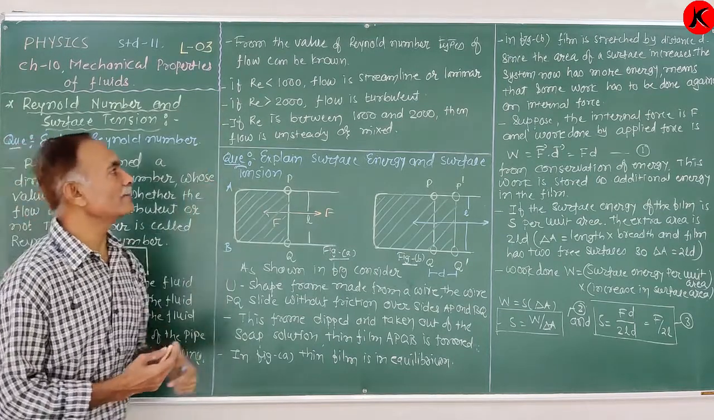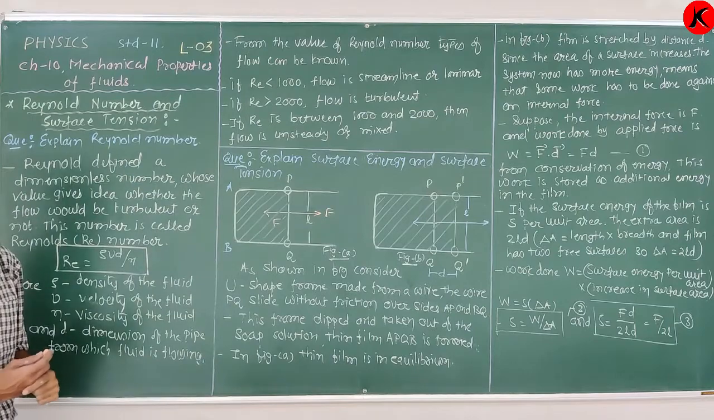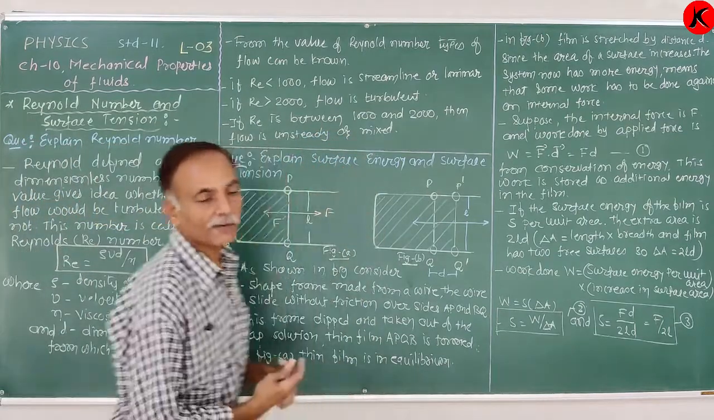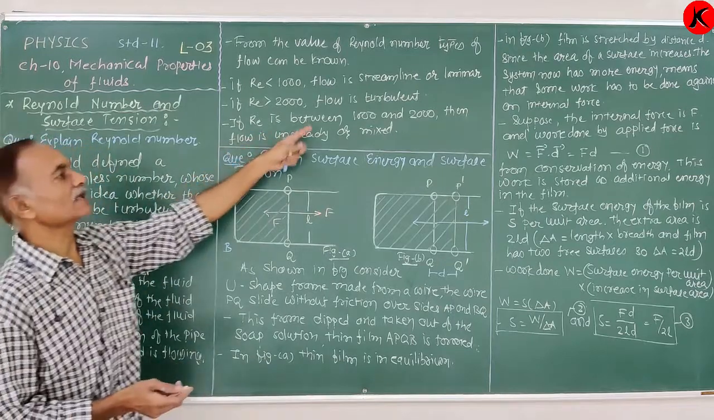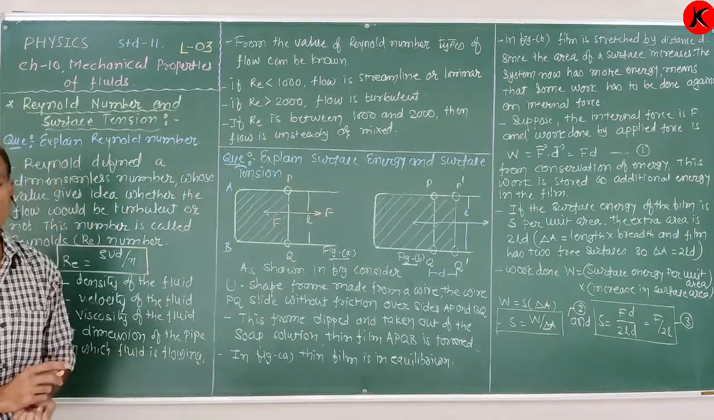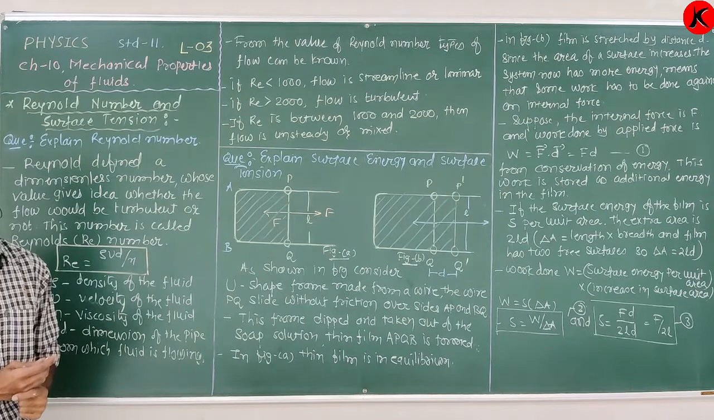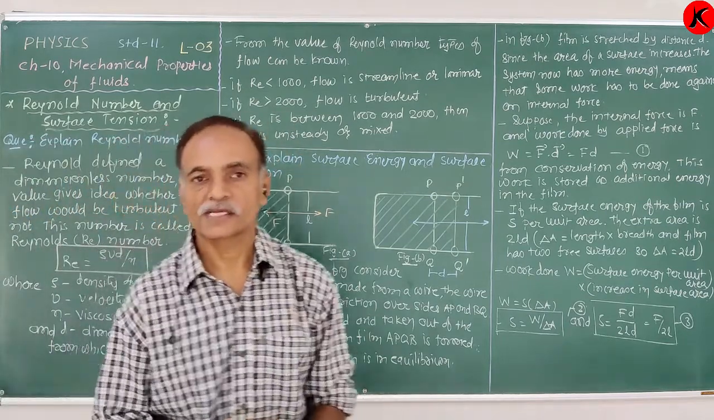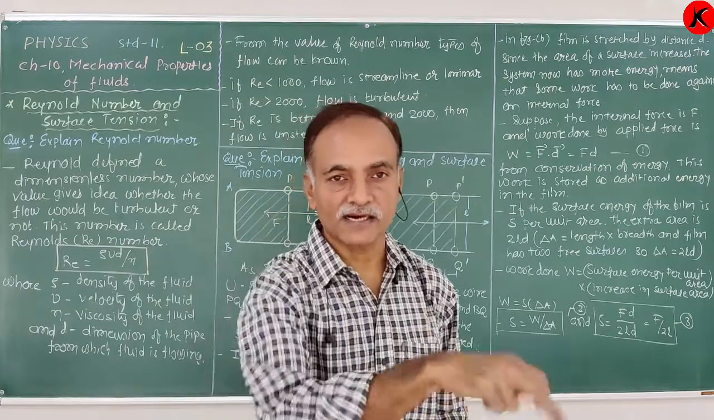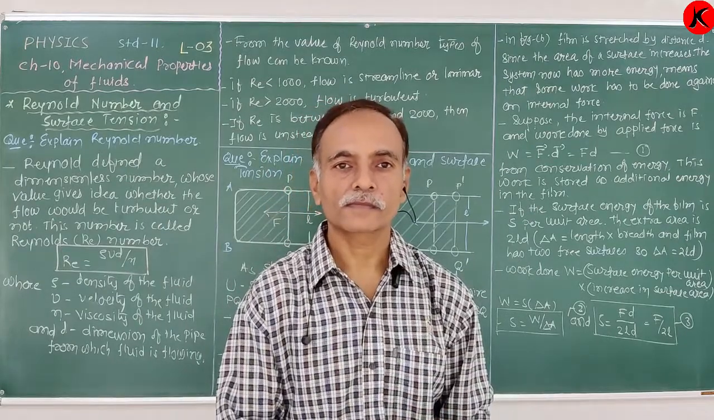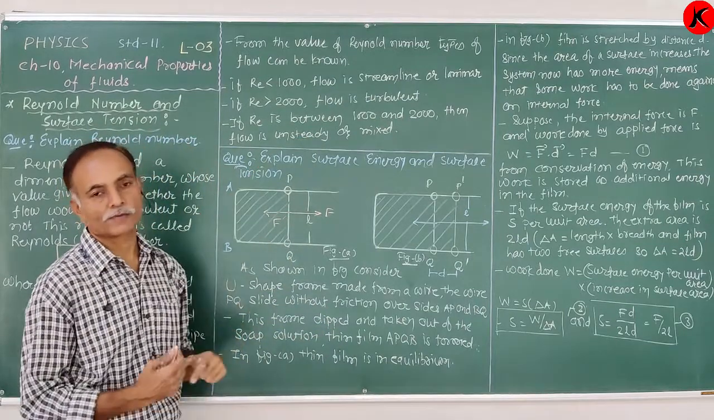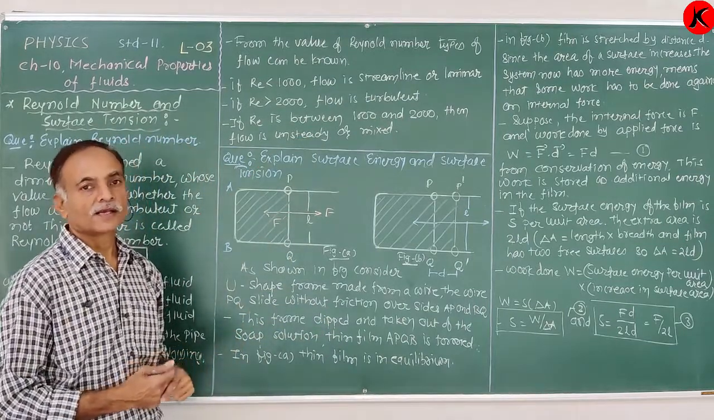Now, third: if the Reynolds number lies between 1000 and 2000, that means the value of RE is between 1000 and 2000, then the flow is unsteady. That means there is a mixed type of flow. Sometimes it is steady, sometimes it is circular in form. So this type of flow is known as mixed flow.